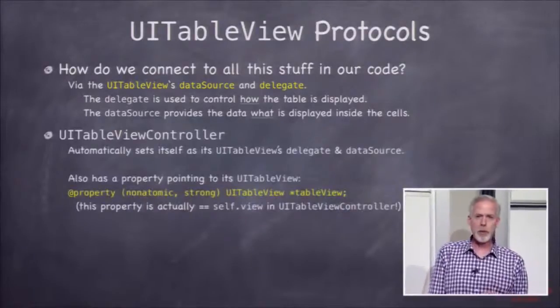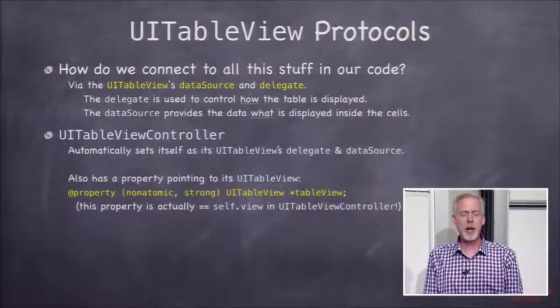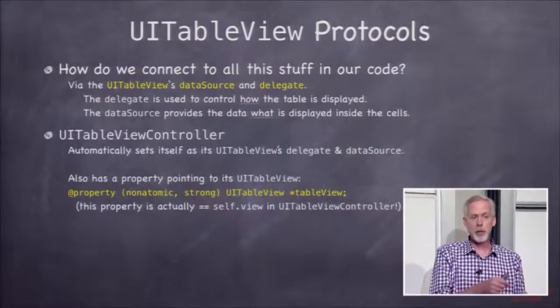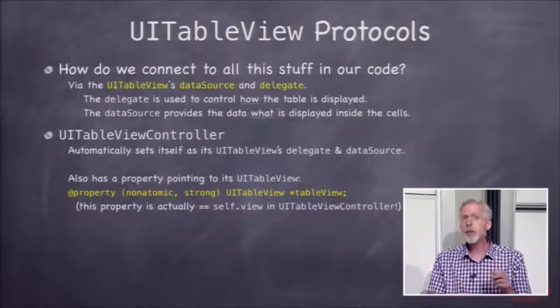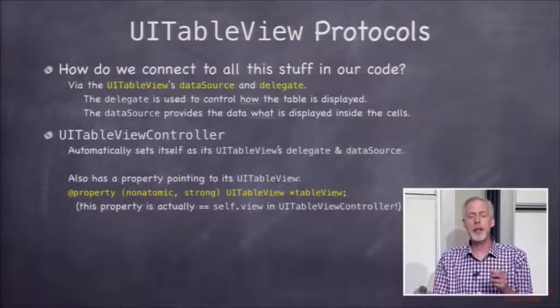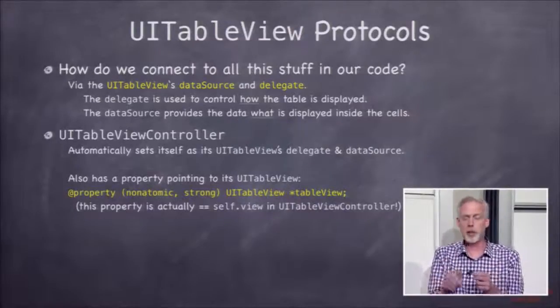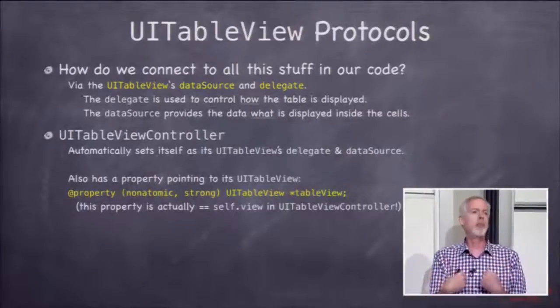The UITableViewController, just to be clear, I showed this a couple slides ago, automatically wires itself up as the data source and delegate. If you were going to bring out a generic view controller and drag out a table view into it, which you can do, you would have to control drag the data source and the delegate to your view controller yourself. You'd have to hook them up, or in code you could hook them up too, but you have to connect them up. But UITableViewController automatically hooks it up.